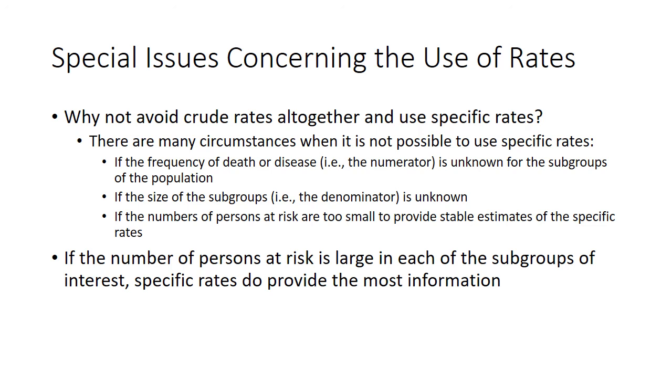Or if the numbers of people at risk are too small to provide any kind of stable estimates, like if it's so small that it could change significantly from time period to time period, that also would not be super useful. So basically, if the number of people at risk is large in each of the subgroups of interest, then specific rates do provide the most information, way more than a crude rate would.